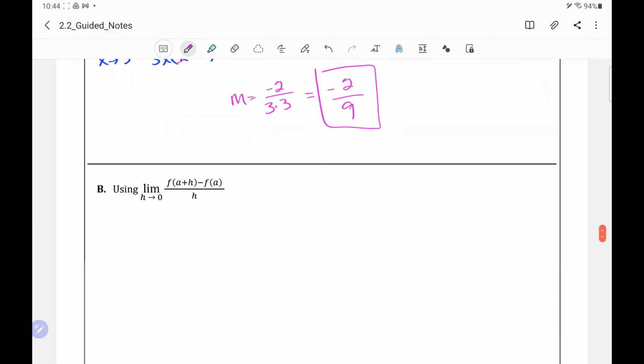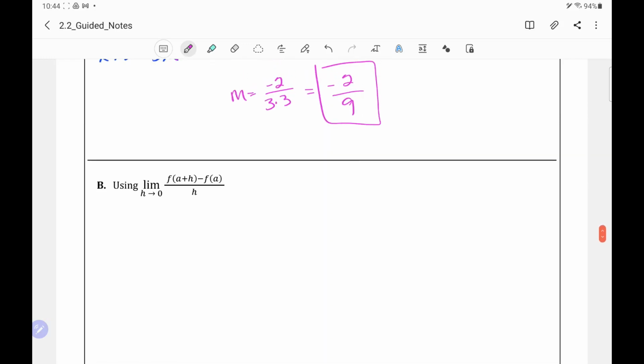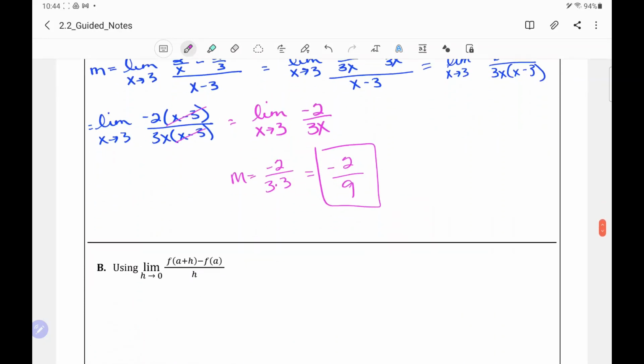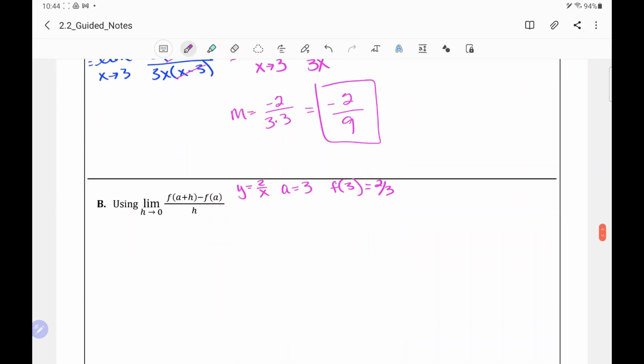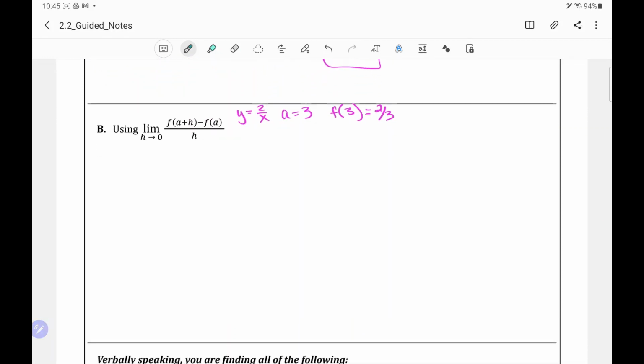Now look what's going to happen. On B, they want us to do the exact same problem, just using a different formula. So we still have y equals 2 over x. Rewrite it over here if you need it. And we still have a equals 3. And so that still tells us that f of 3 equals 2 over 3. That was all of our information. So let's go ahead and do this problem now using this particular formula.